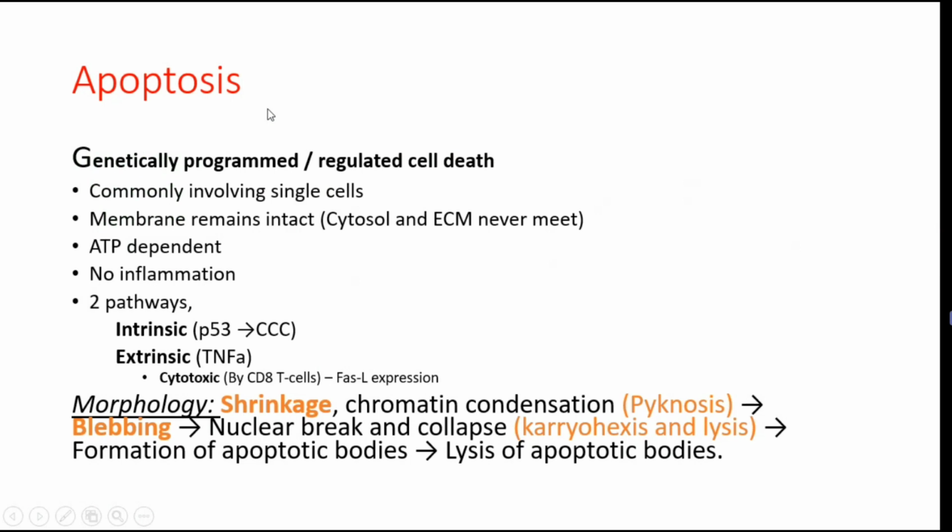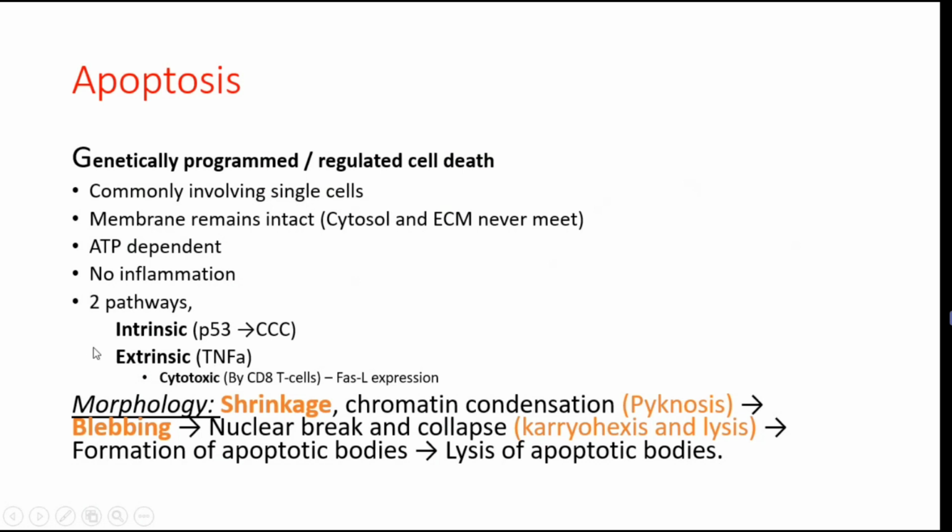What is apoptosis? We all know from our previous studies that it is a genetically programmed, regulated cell death, often present physiologically, and it commonly involves single cells, and the membranes remain intact in the form of apoptotic bodies. Hence, we do not have any inflammation when apoptosis occurs in the body, and when physiologically any cell or tissue dies, we do not see any inflammation.